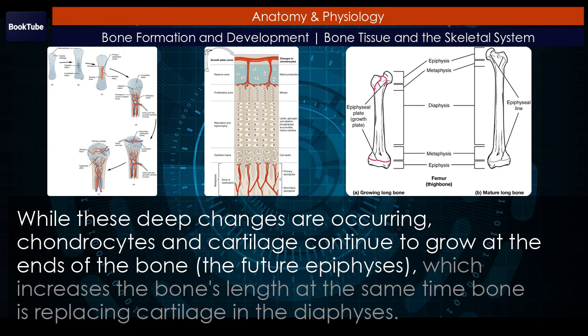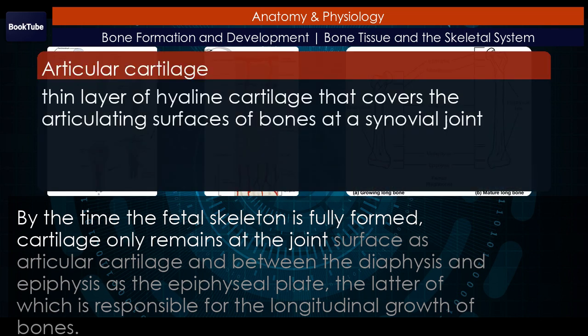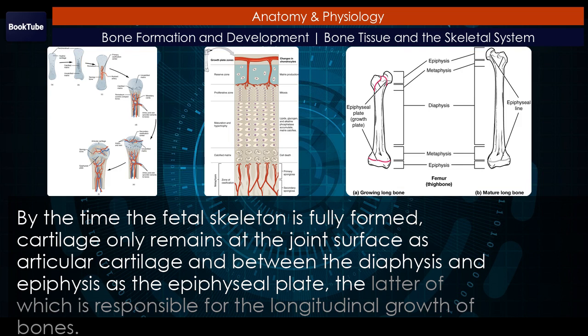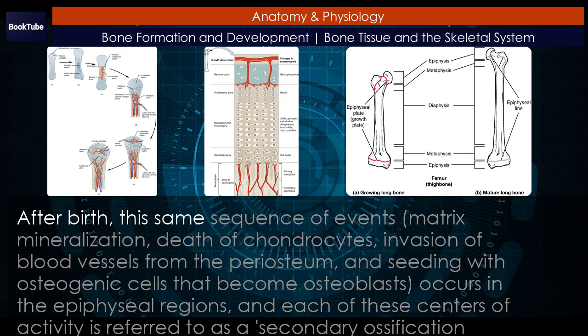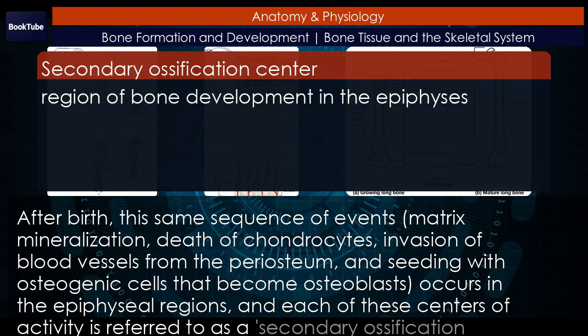The future epiphysis, which increases the bone's length at the same time bone is replacing cartilage in the diaphysis. By the time the fetal skeleton is fully formed, cartilage only remains at the joint surface as articular cartilage, and between the diaphysis and epiphysis as the epiphyseal plate, the latter of which is responsible for the longitudinal growth of bones. After birth, this same sequence of events, matrix mineralization, death of chondrocytes, invasion of blood vessels from the periosteum, and seeding with osteogenic cells that become osteoblasts, occurs in the epiphyseal regions. And each of these centers of activity is referred to as a secondary ossification center.